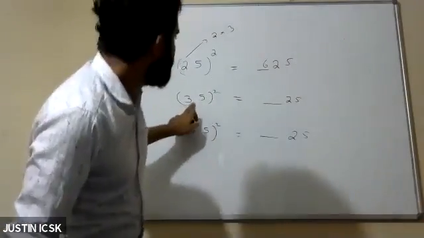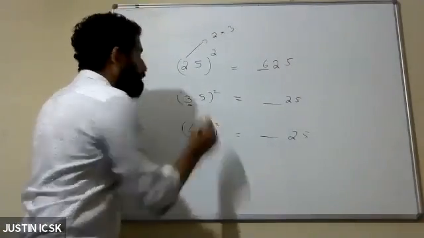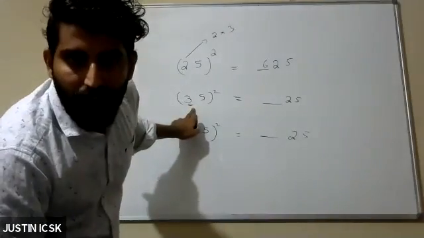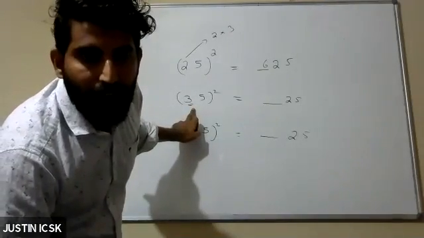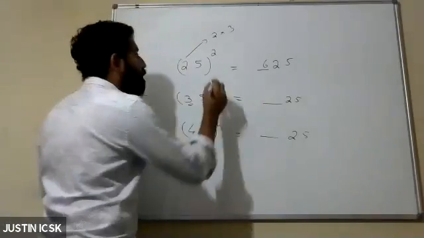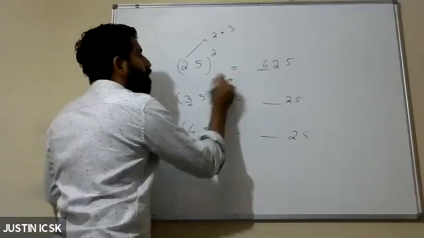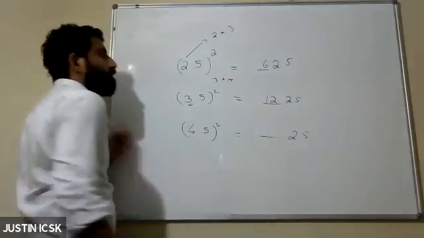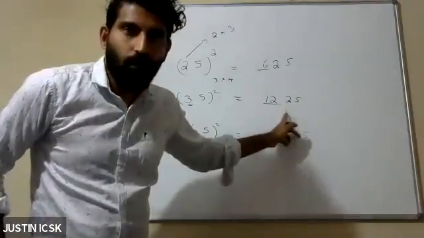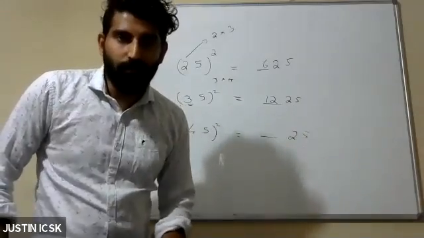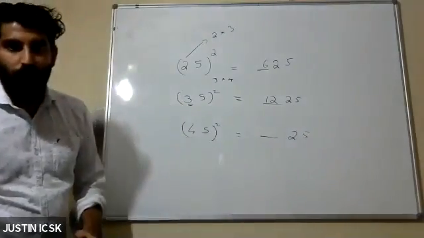Now see this number. This number is 35. The 3, and after 3 the number is 4. So 3 fours are 12. So 1225. 3 fours are 12.